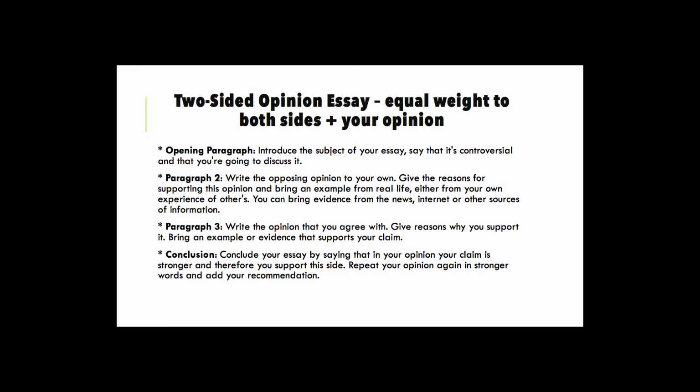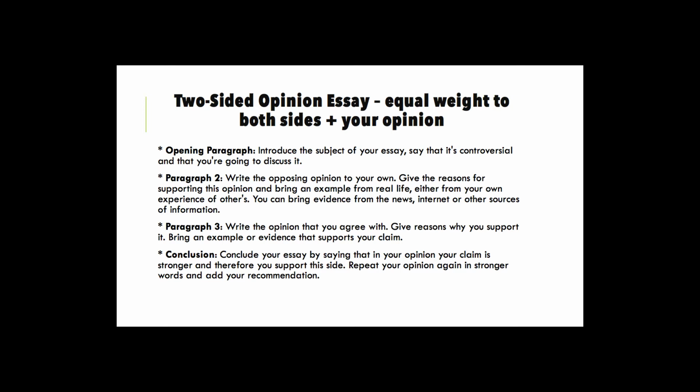Paragraph 2. Write the opposing opinion to your own. Give the reasons for supporting this opinion and bring an example from real life, either from your own experience or from others. You can bring evidence from the news, internet, and other sources of information.